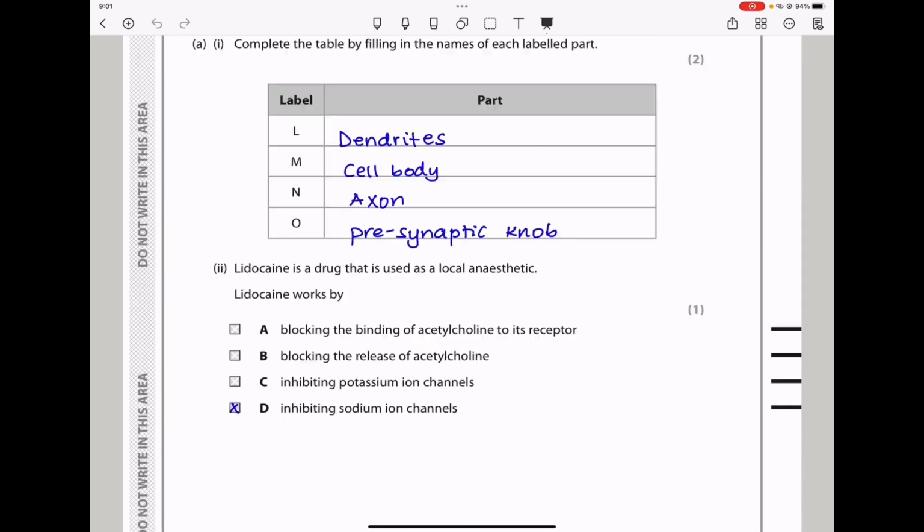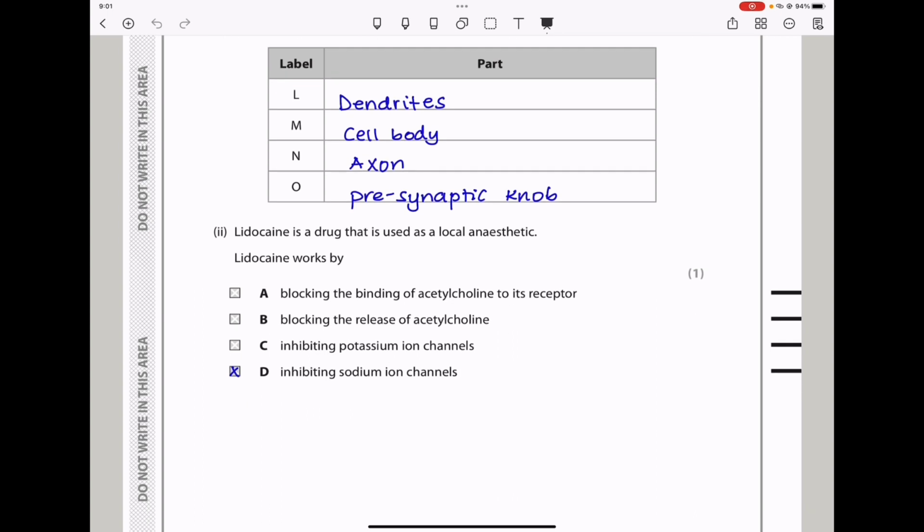Moving on. Here they say lidocaine is a drug that is used as a local anesthetic. Lidocaine works by, if it's a local anesthetic, it's going to prevent formation of an impulse in the sensory neuron. So it's going to be blocking or inhibiting sodium ion channels, and my answer was a D.